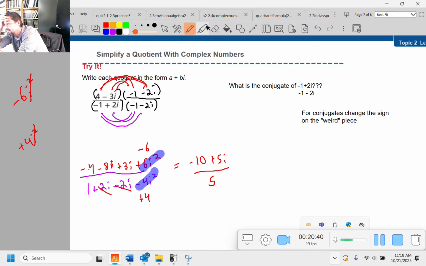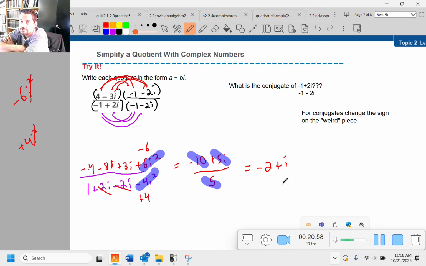These three pieces of this rational number, I called it an expression earlier, but it's a rational number, are all divisible by 5. 10 divided by 5 is 2. Don't forget about your negative symbol. 5 divided by 5 is 1. And in mathematics, ones are understood. So I don't need to say 1i. Can I? Yes. Should I? No.